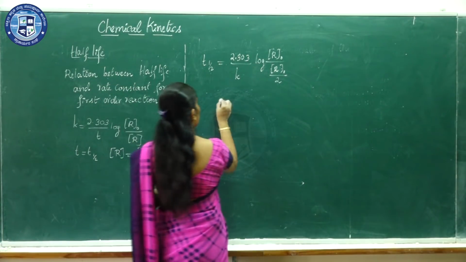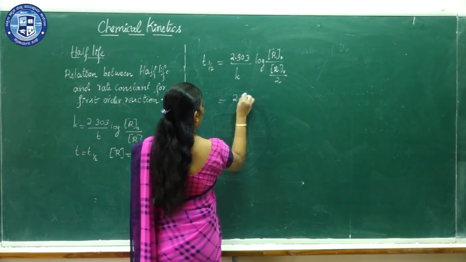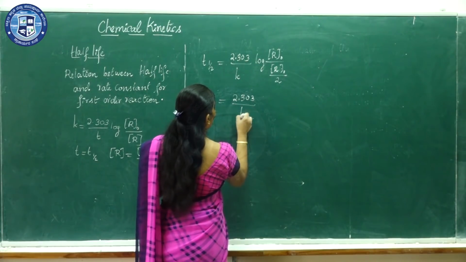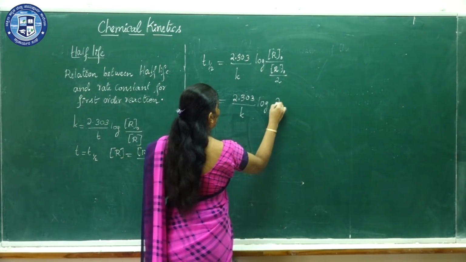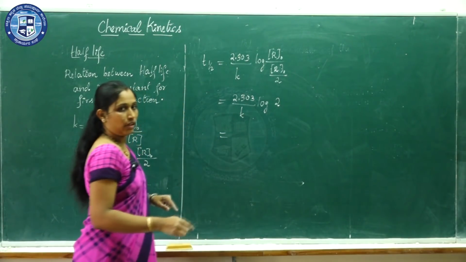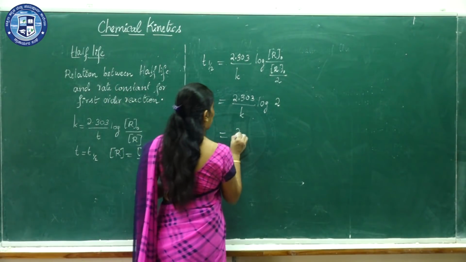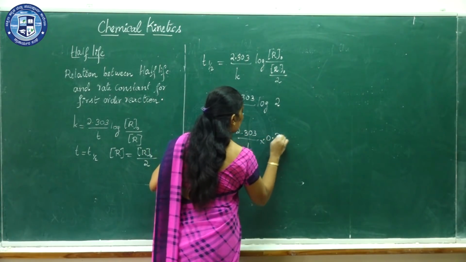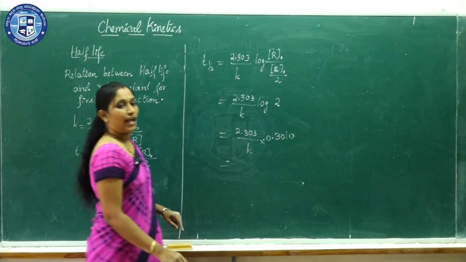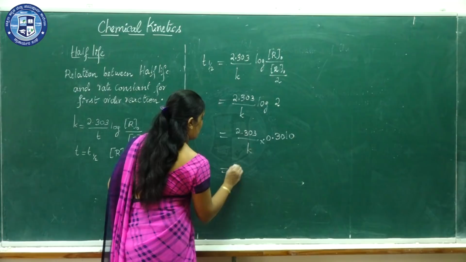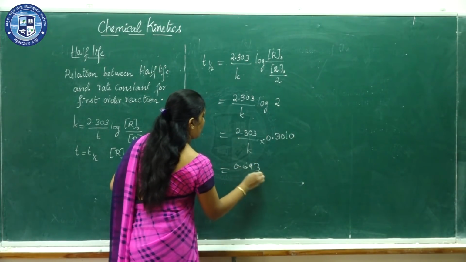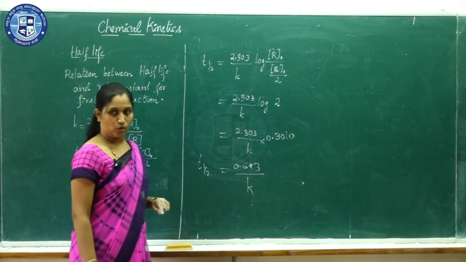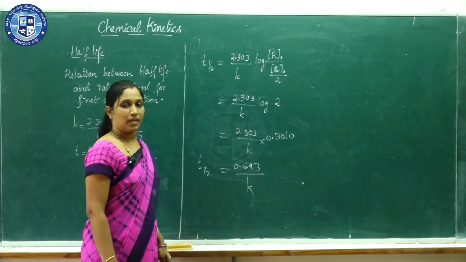Okay. So, what happens? It gets cancelled. So it is 2.303 divided by K log 2. Log 2 we are all familiar with, so it is 2.303 divided by K into 0.3010. The value comes out to be 0.693 divided by K. So, T half for the first order reaction is given by this expression.